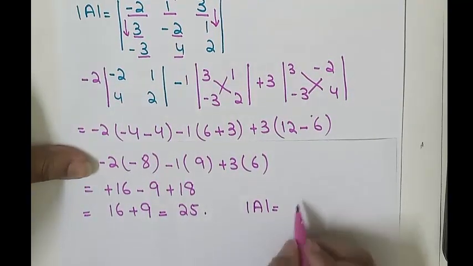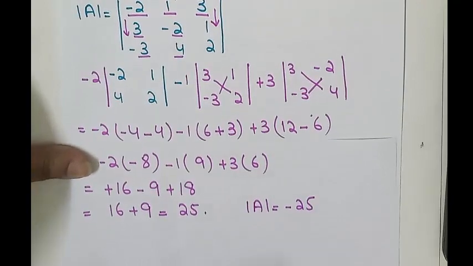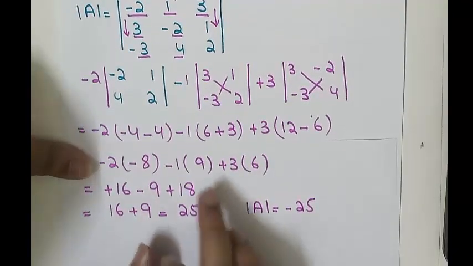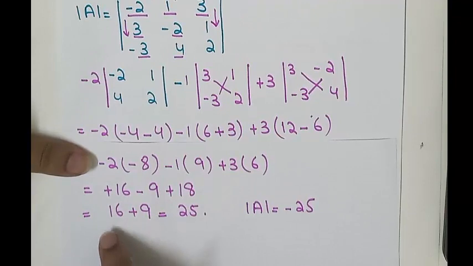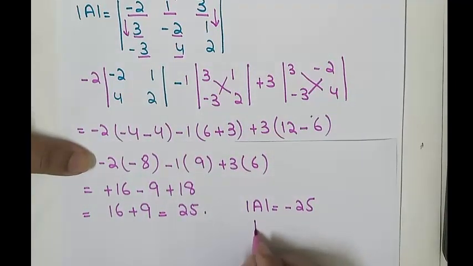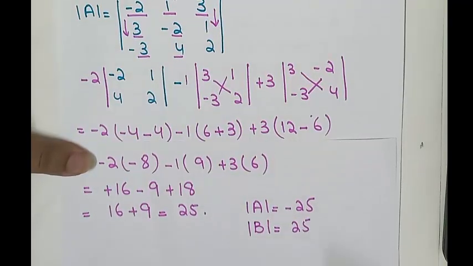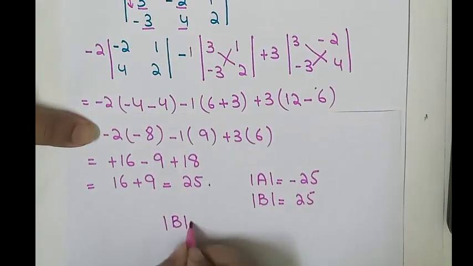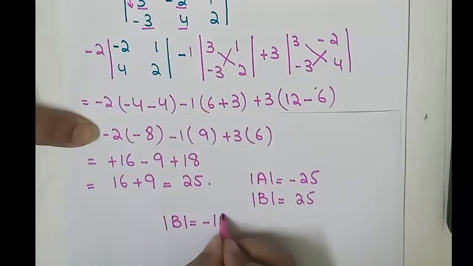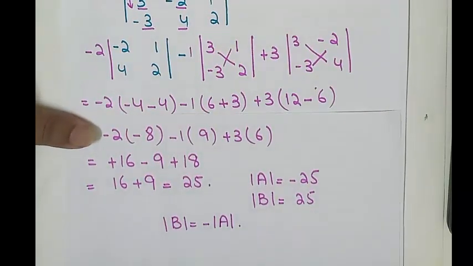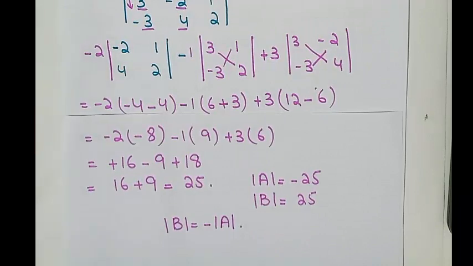The answer of A is equals to minus 25. And when we change two of its columns, we obtain another matrix. We suppose B. So B is equals to 25. So we can say that B is equals to minus of determinant A. So this is the second property.